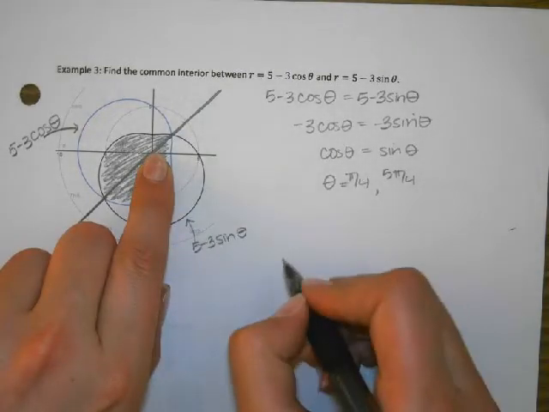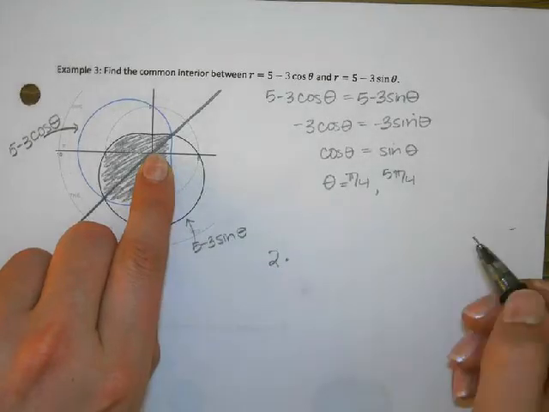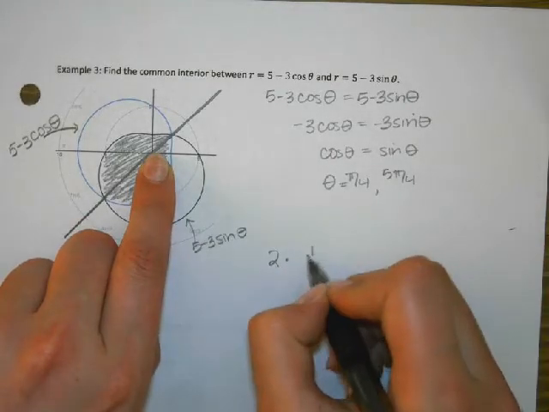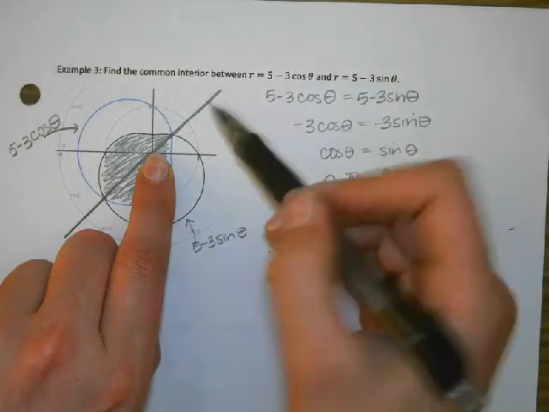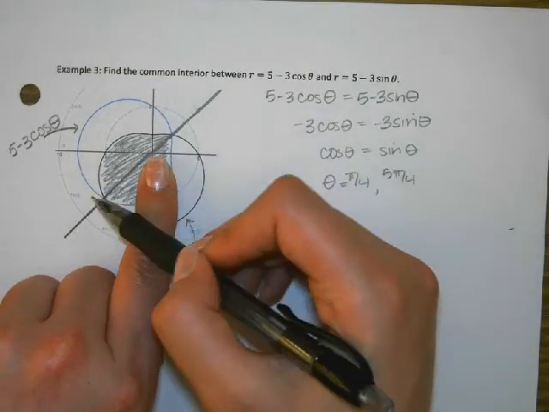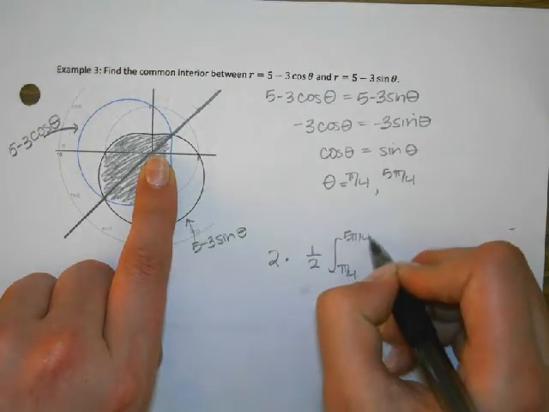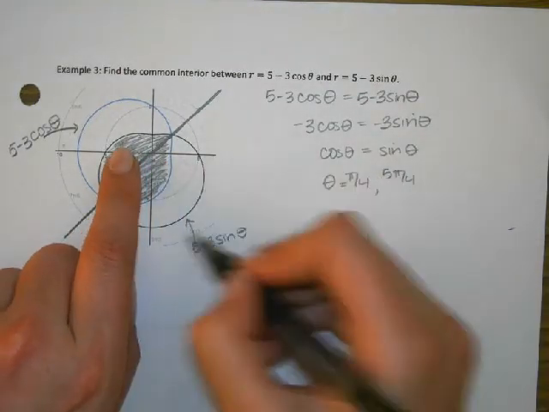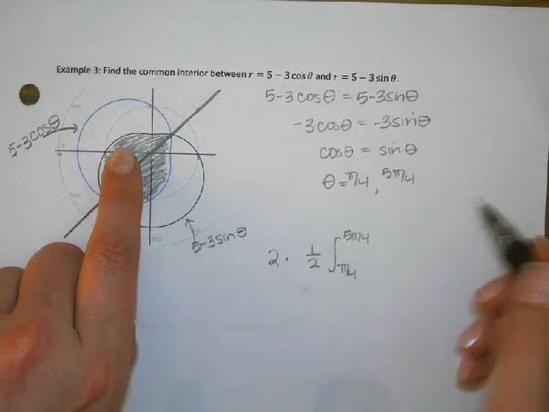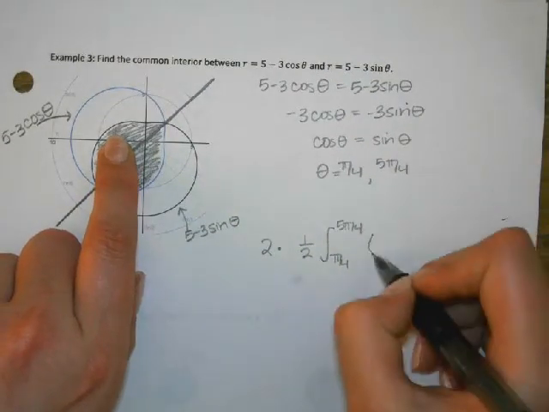Okay, so we're going to double because we're only taking half of the figure. And then the formula says 1/2 of our interval. We said our interval is from pi fourths to 5 pi fourths. And we're using this one, which is part of this limacon.